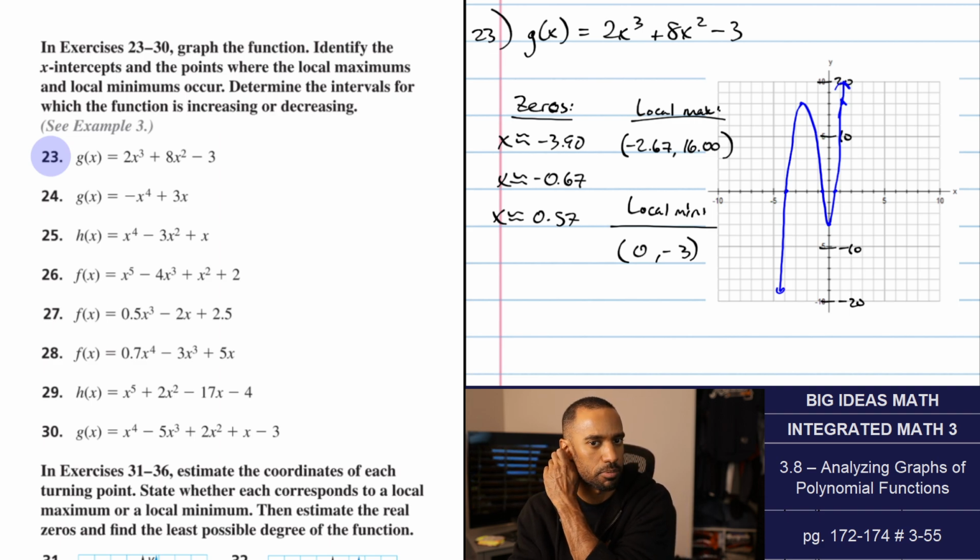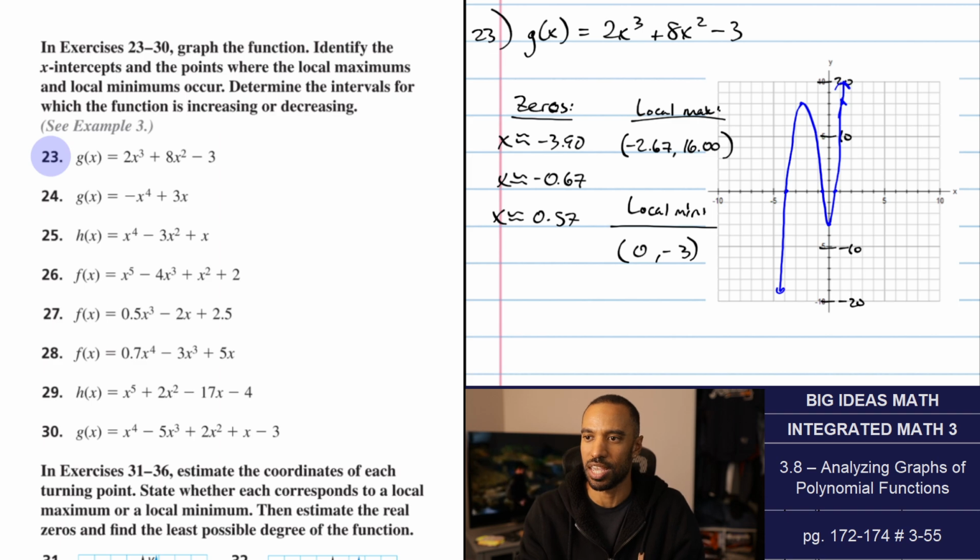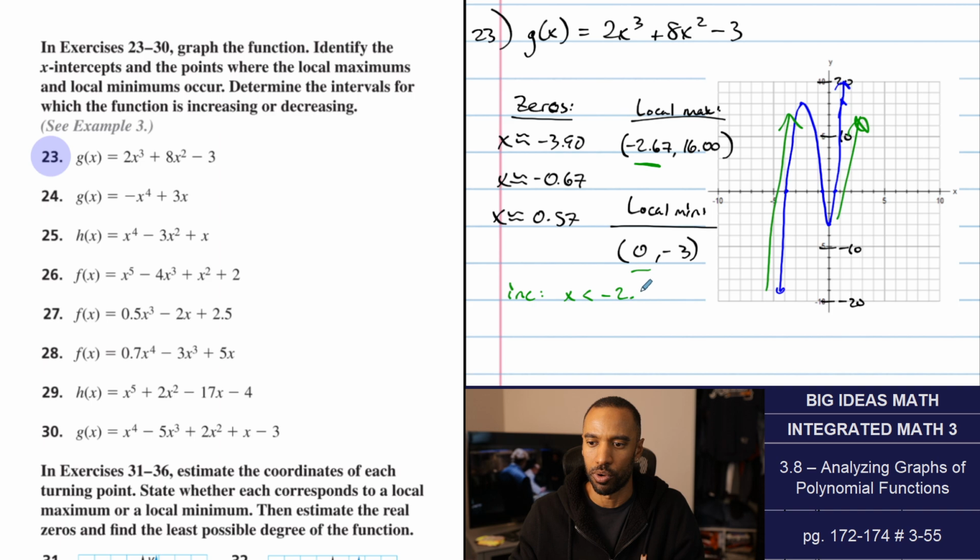All right, so we have the local maxes and mins. We have the x-intercepts. We have to determine the intervals for which the function is increasing or decreasing. It's increasing all the way up until x is this value. It increases again after x is this value. So it increases when x is less than negative 2.67. Again, that's rounded.